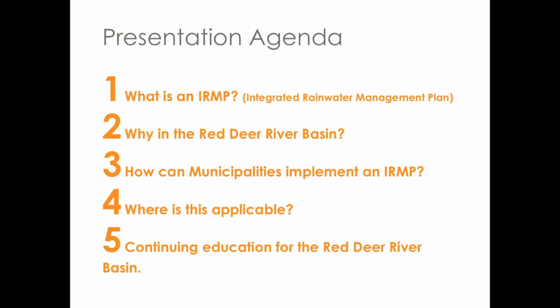So what is an integrated rainwater management plan? And why does the Red Deer River Basin need one? Why do cities and municipalities, all the counties, towns, why do they need this? How can the municipalities implement this IRMP? Where would be locations or projects that these municipalities can incorporate this and start to apply it? And where do we go from here? And I'll briefly look at a potential pilot project study.